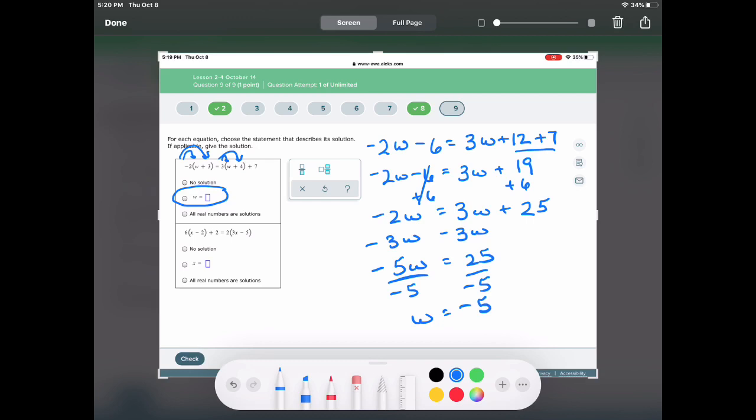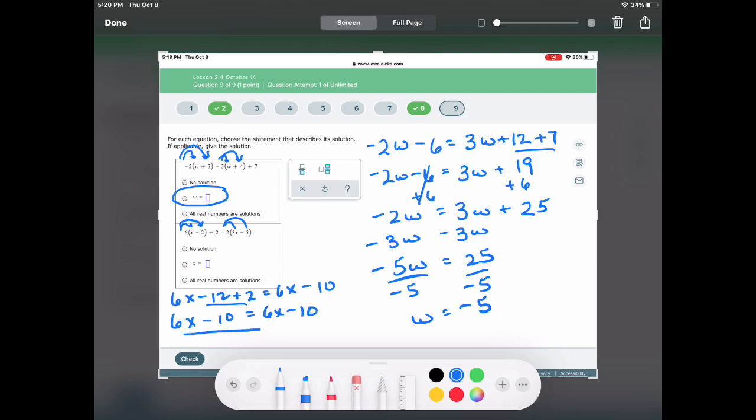And then let's do this other one. If I use the distributive property, I'm going to get 6x minus 12. See what I'm doing? 6 times x, 6 times negative 2, plus 2 equals 2 times 3x is 6x, and 2 times negative 5 is negative 10. Okay, combine some like terms here. 6x minus 10 equals 6x minus 10.